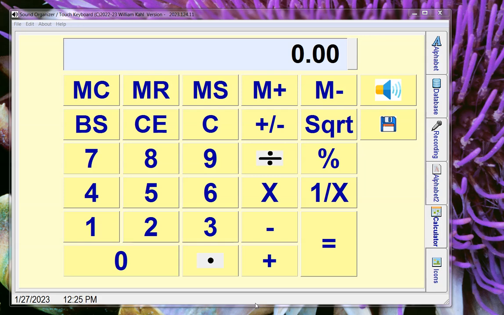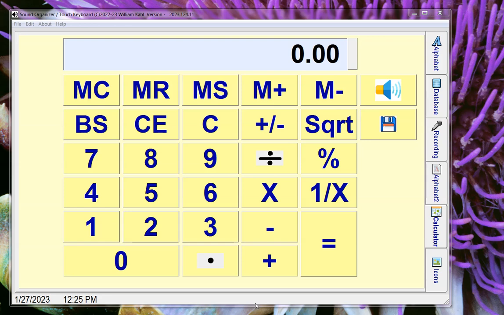Good morning. I've been doing some work on the sound organizer calculator. The idea of this calculator is to be able to use it for somebody that has vision problems or somebody that can only touch a touch screen in order to use a calculator. So it's very handy and very useful.